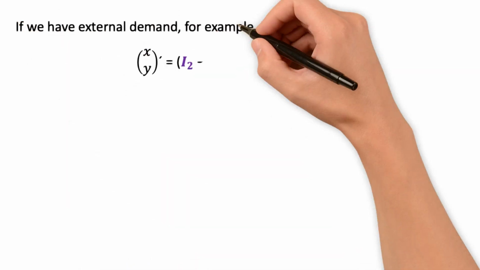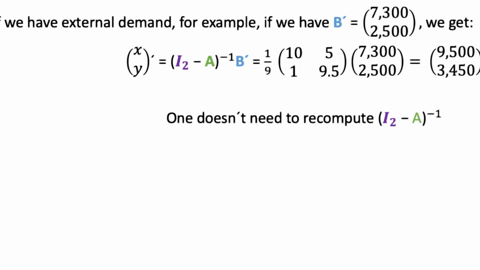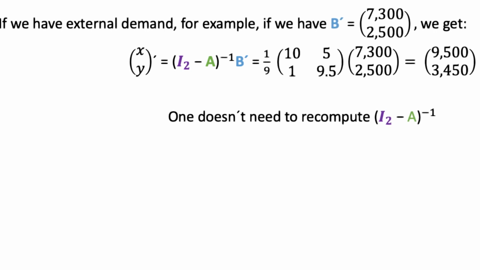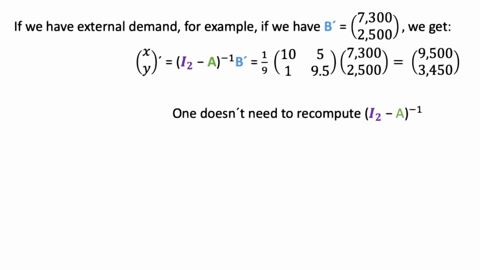So then if we have external demand, for example, if we have B prime equal to something, we get that X prime equals the inverse of the identity matrix minus A matrix multiplied by B prime. And then we just have to solve all the matrix operations.